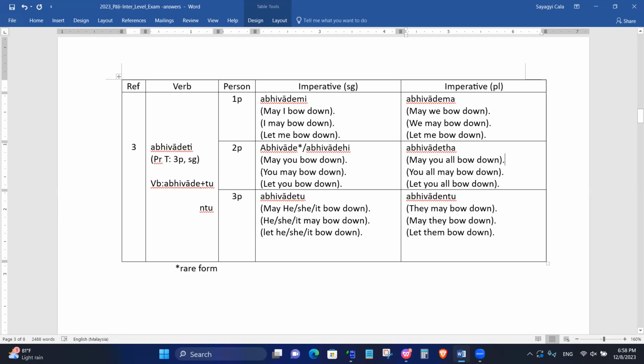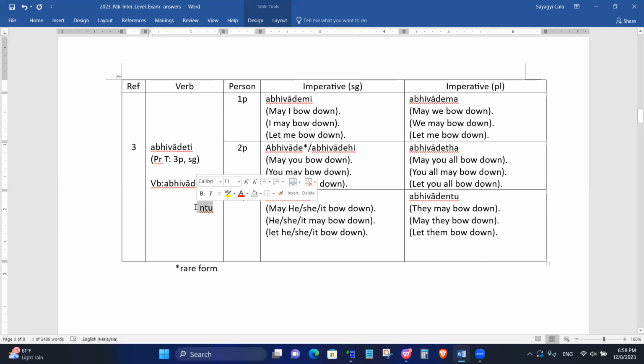Anybody make a mistake here? How about Wong, did you make a mistake here? Which one do you think you made? I made a spelling mistake, dan. Dantu. Okay. You put abi wa dantu, is it? Know why? Because you didn't get it. You have to find the verbal base first. How do you get the verbal base? Very easy, you just delete the T. After you delete the T, you get abi wa de, right? Then you put the entu, right? Right or not?